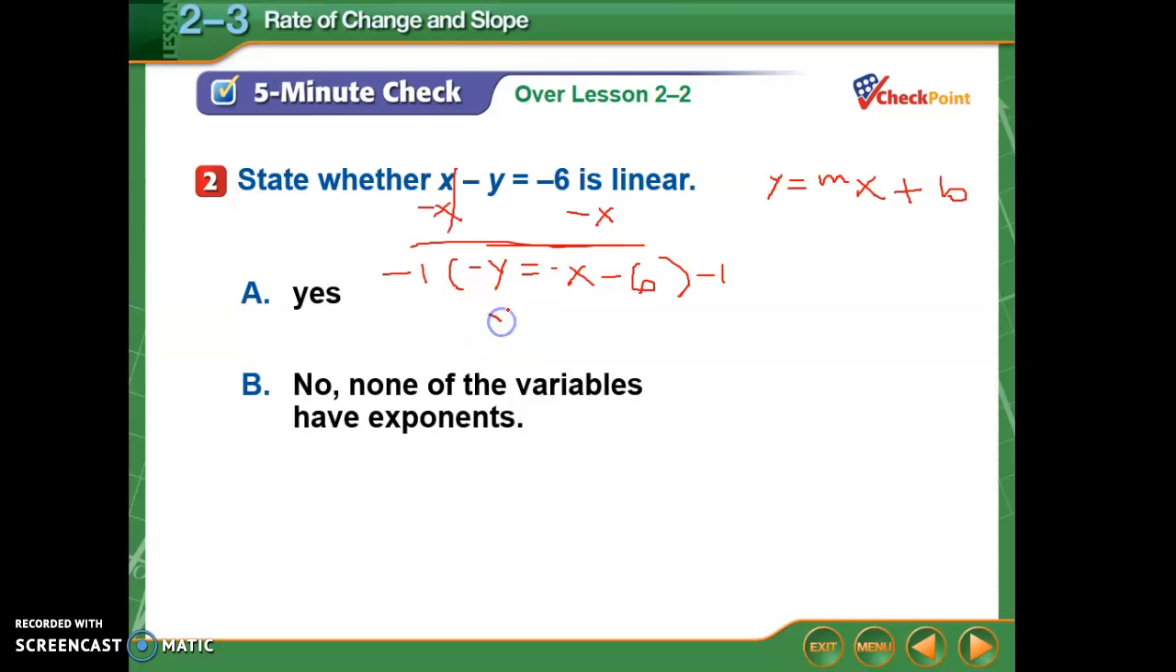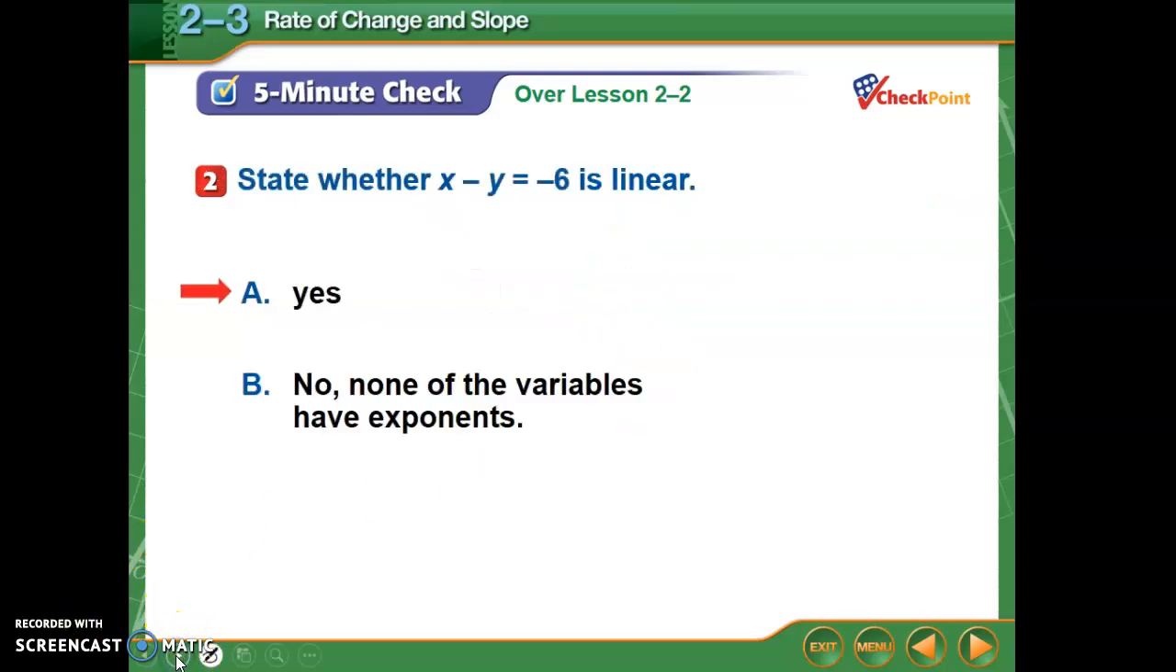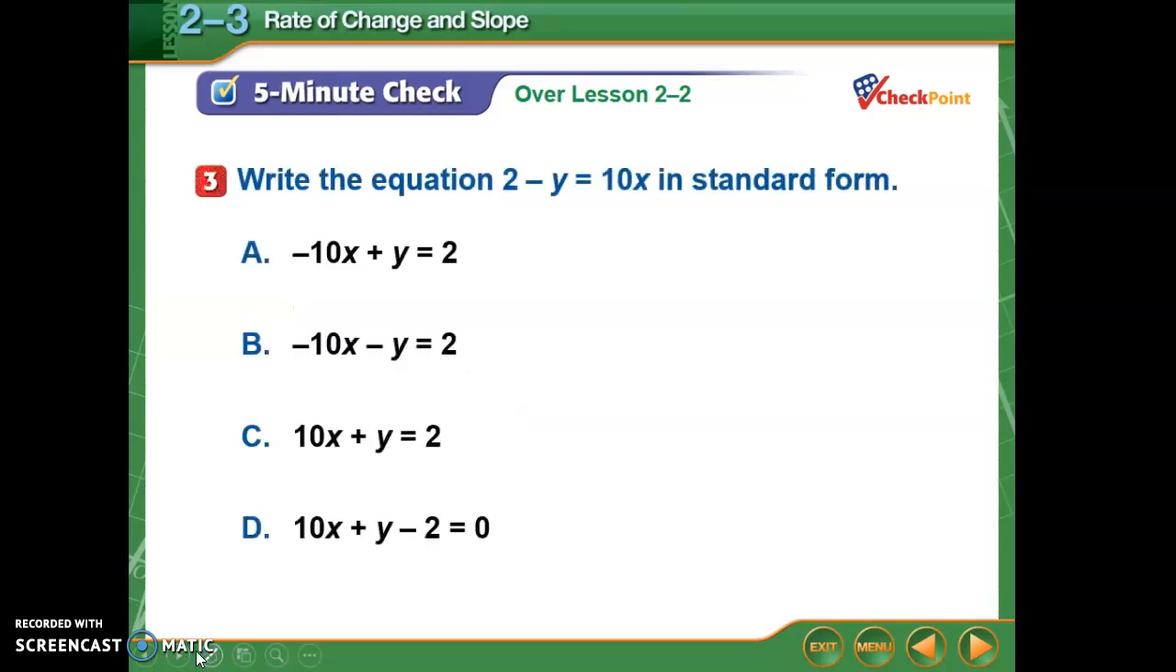Always keep your variable y positive. So this will give us x plus 6. So is this linear or not? Alright, so the answer is yes. Correct. Very good. Let's move on to the next. Write the equation 2 minus y equals 10x in standard form. Do you still remember what's the equation of the line in standard form?